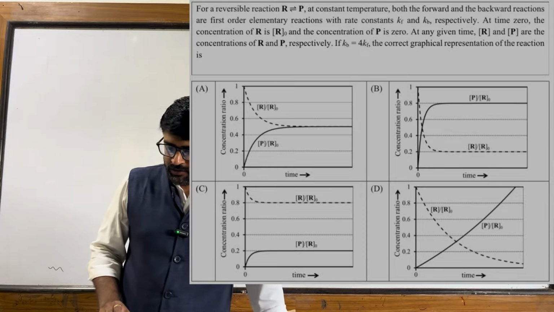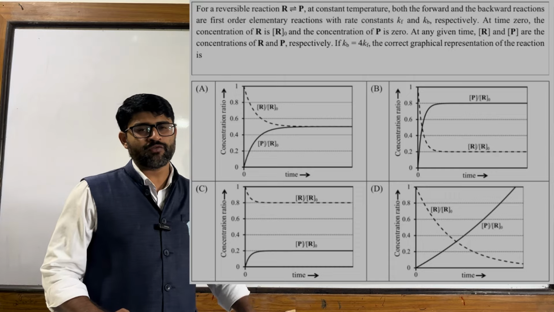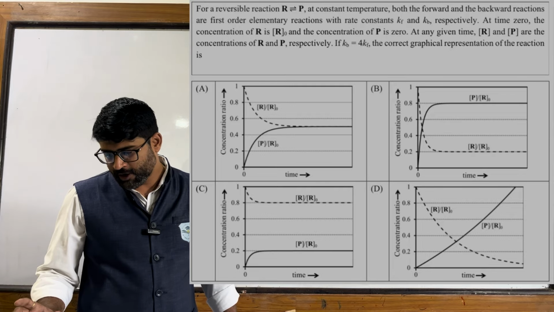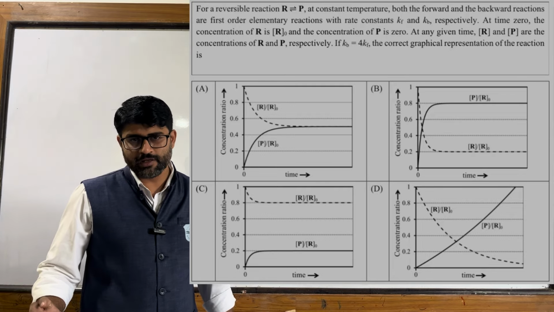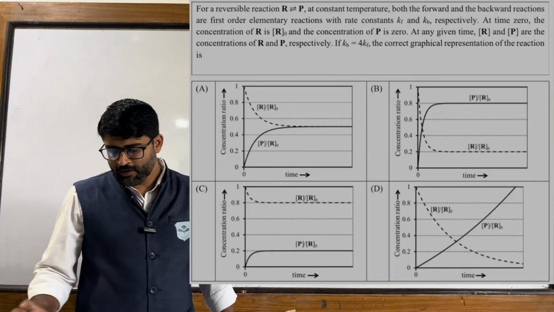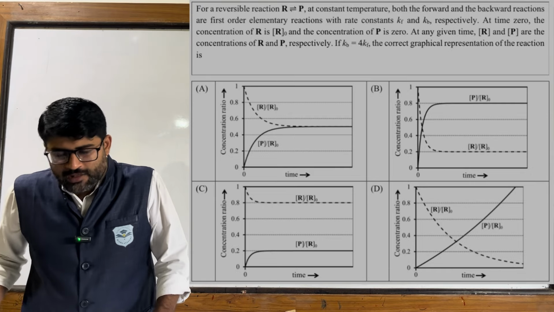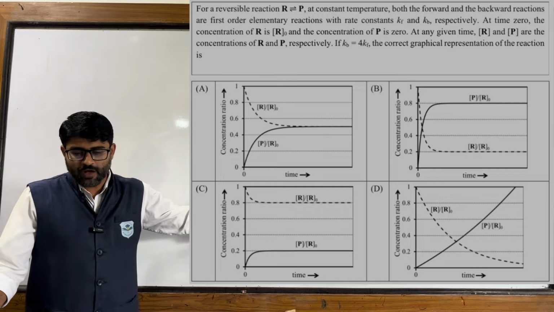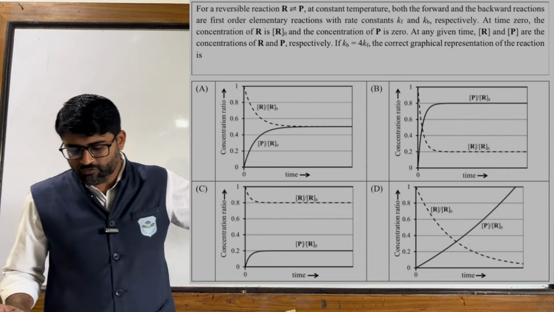Hello students, this is the question from JEE Advanced 2026 on chapter chemical equilibrium, and it is a very easy level question. It has four graphs. You can see the graphs. Look at the graphs carefully. I will read out the question.